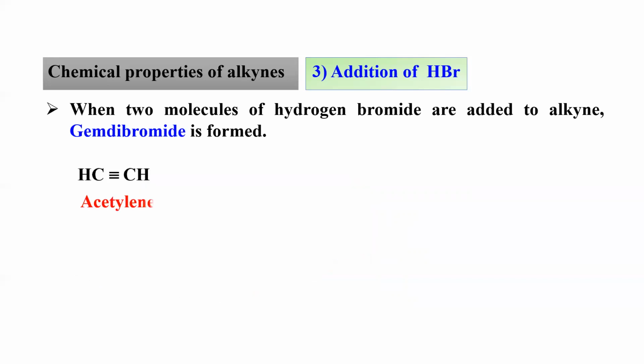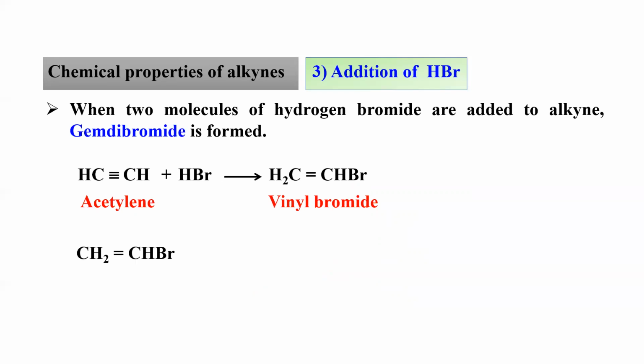So let's take an example to understand this. Acetylene will first react with HBr to form vinyl bromide. This will further react with one more HBr. Markovnikov's rule is applicable to give us CH3CHBr2. So remember, Markovnikov's rule comes into picture even here.